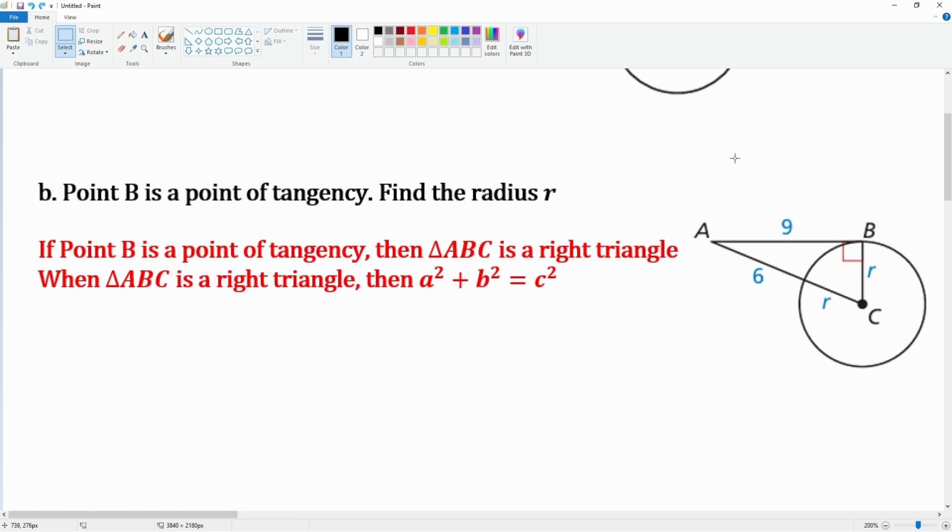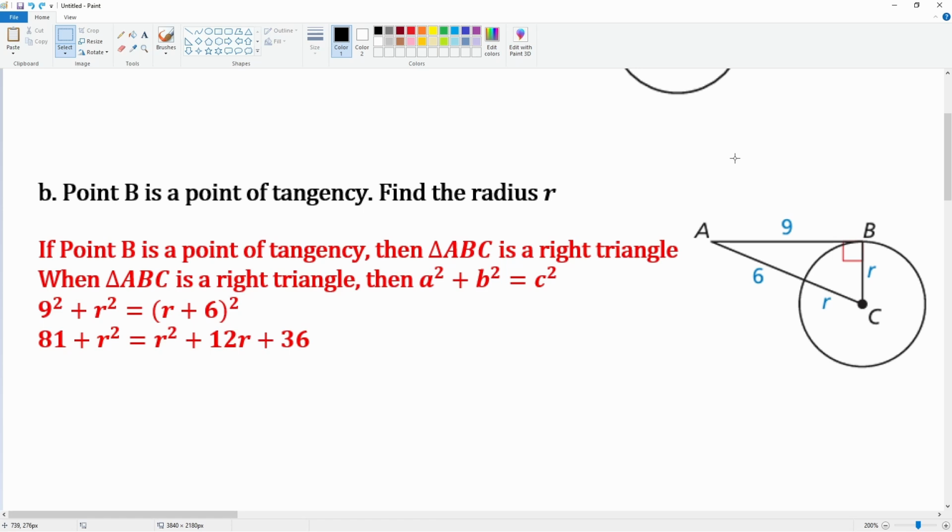Plug in the values. A equals 9. B equals R. C is actually R plus 6, the entire length of the segment. Okay? Be careful. 9 squared is 81. R squared is R squared. But for R plus 6 squared, you have to multiply the binomials: R squared plus 12R plus 36.